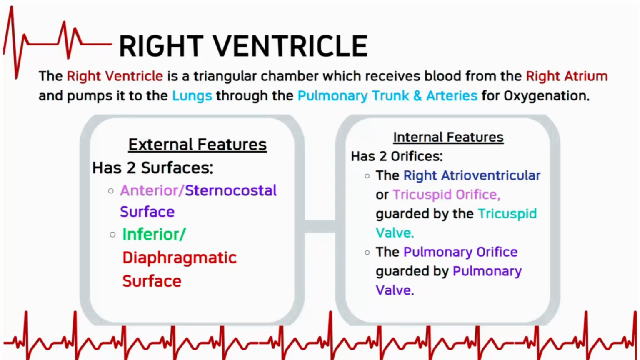Okay. And in terms of internal features, we have 2 orifices. We have the right atrioventricular orifice, in other words, the tricuspid orifice, guarded by the tricuspid valve, and we have the pulmonary orifice, which is guarded by the pulmonary valve. So this valve is what guards the deoxygenated blood in the right ventricle going into the pulmonary trunk or the pulmonary artery into the lungs to get oxygenated.